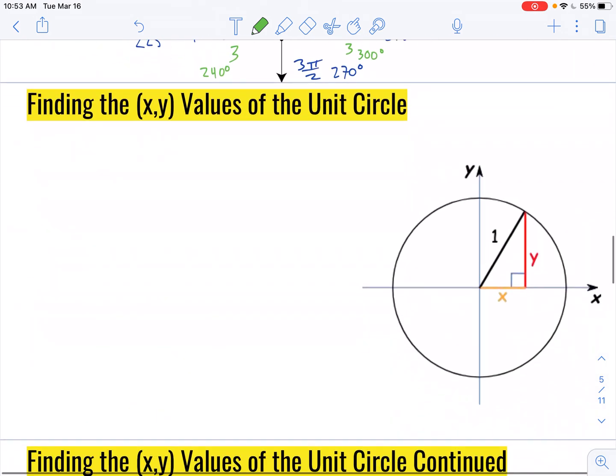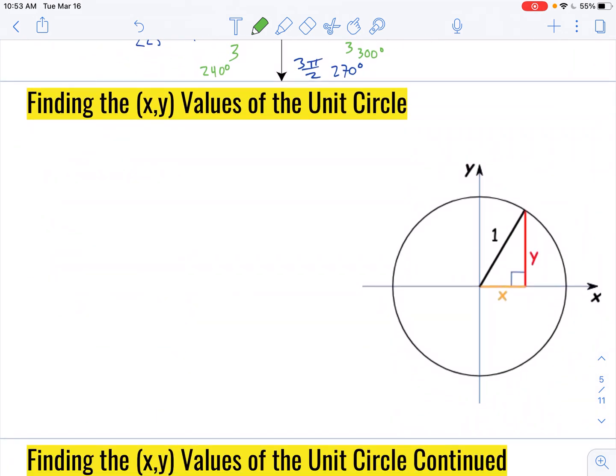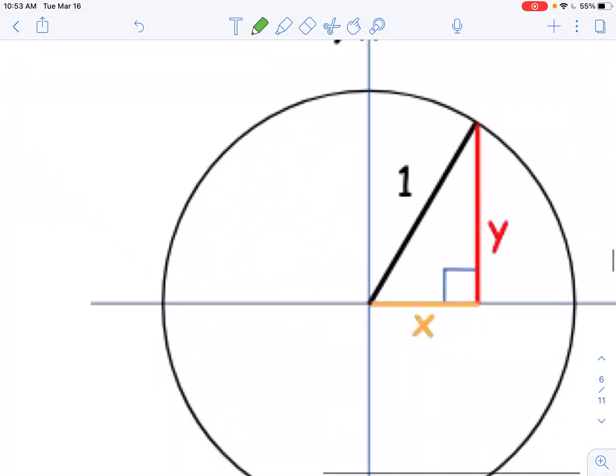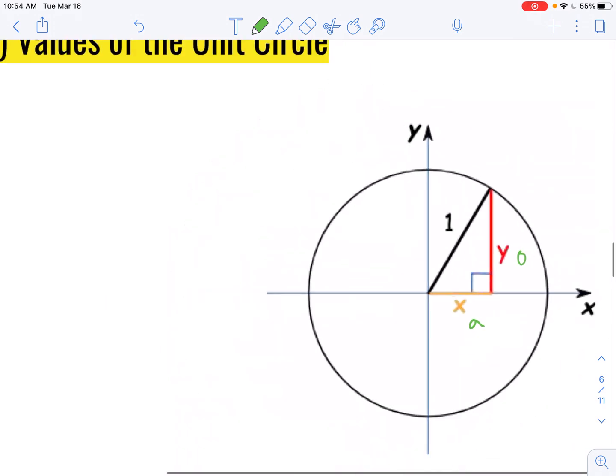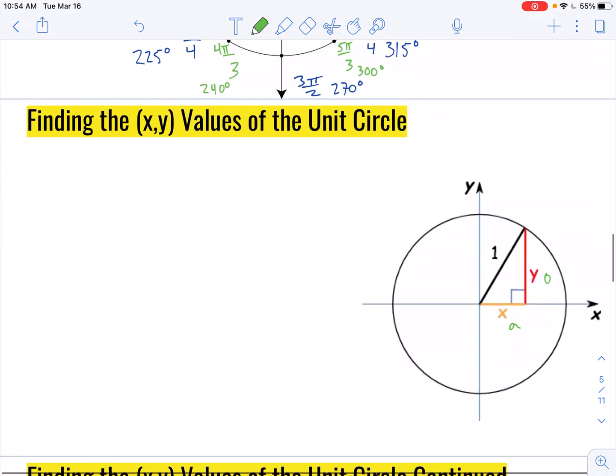All right, so now that we know the angles of the unit circle, what we want to know now is the xy values of the unit circle. Because again, once we know these xy values, once I know what my adjacent and my opposite are, it's going to make solving for the trig ratios like 3,000 times easier. My life is going to become much, much simpler once I start solving for trig ratios knowing these sides. So, xy values of the unit circle.